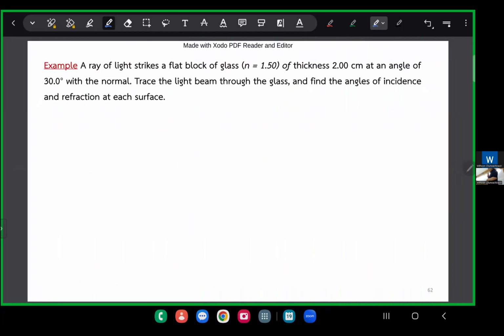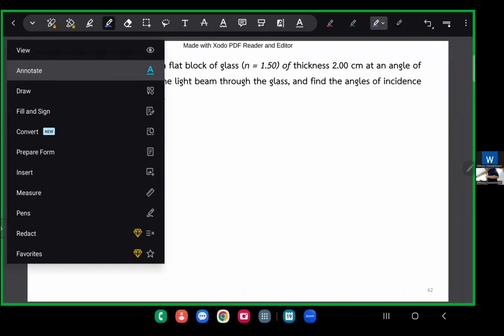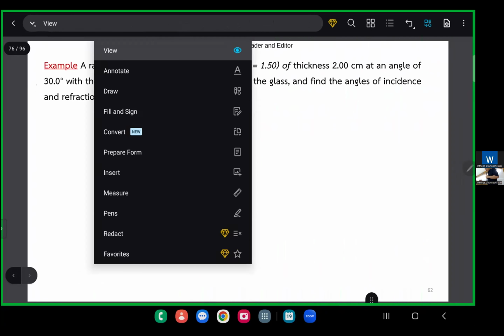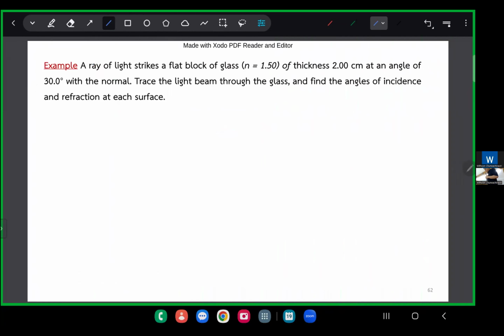Try a simple one. You have a ray of light strike a flat block of glass. So you have a glass block. Let me draw those as lines right there. That's a block of glass. And of course, I always love to draw a normal line, like that. And there is light that hits at an angle of 30 degrees from the top right there.